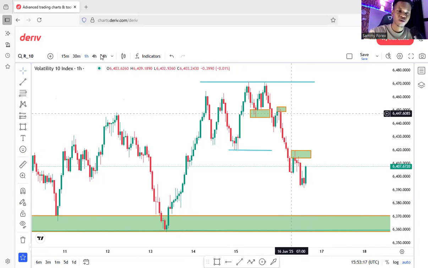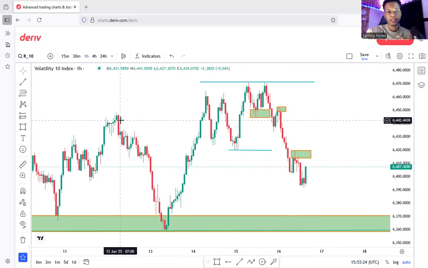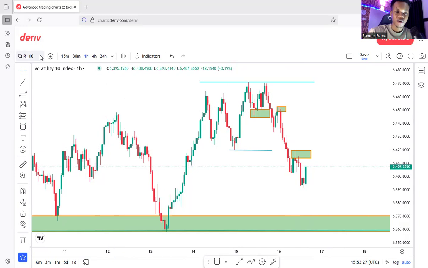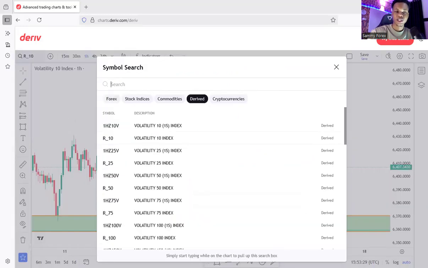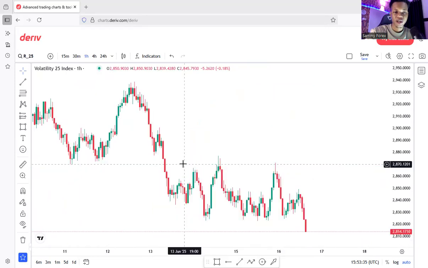selling. Currently on the 1 hour time frame, you can go down to the lower time frame which you want to trade from, all right, and then start looking for your opportunity. Then I will go down to the next index, which is volatility 25 index.